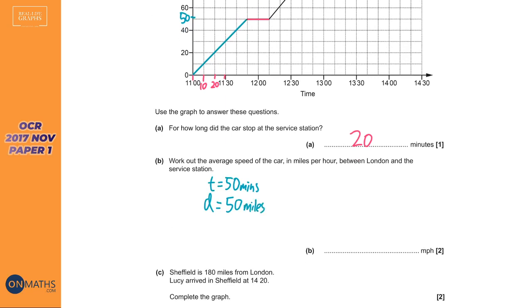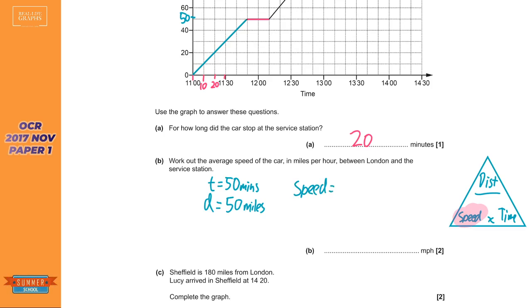Now, when we use the speed, distance, time triangle, which I'm just going to draw in now, we've got speed is distance over time, and we're looking for speed, so we just ignore that one, and it's distance over time. So speed is the distance, which is 50, because it's 50 miles.